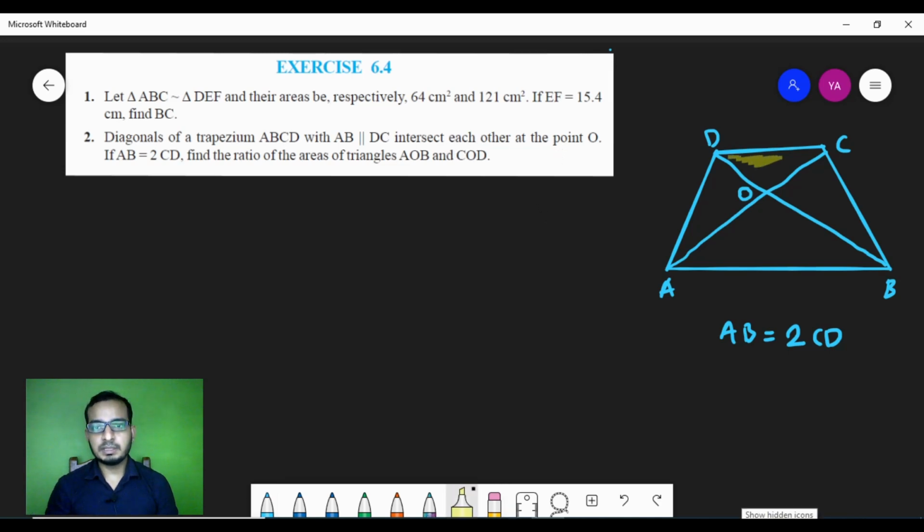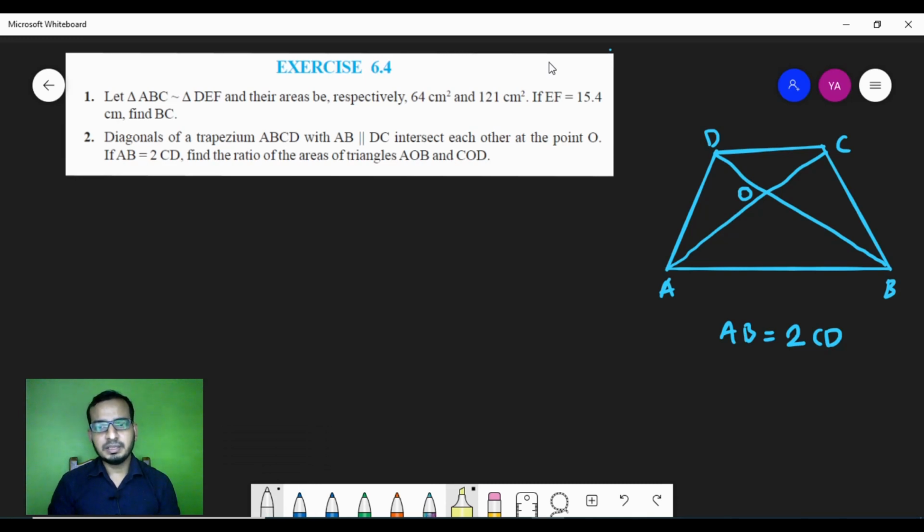So these are the triangles we want to find the ratio of areas of: triangle AOB and triangle COD. To apply our theorem, can we prove that triangle AOB and triangle COD are similar? Can you prove they are similar? How can we prove that? Triangle AOB is similar to triangle COD.